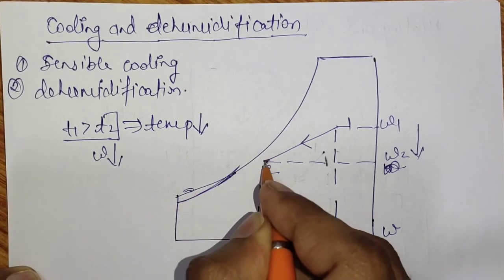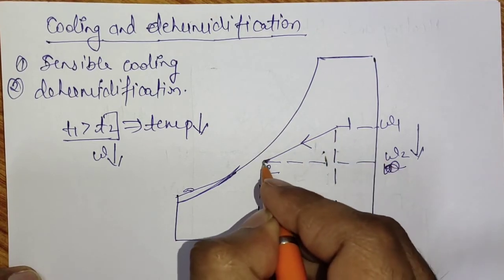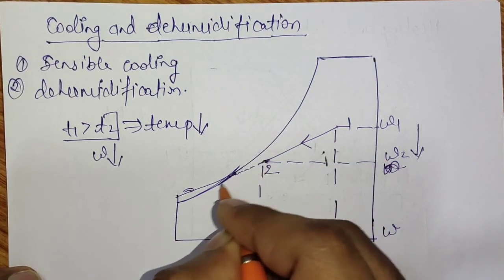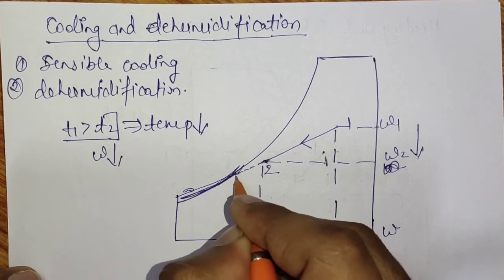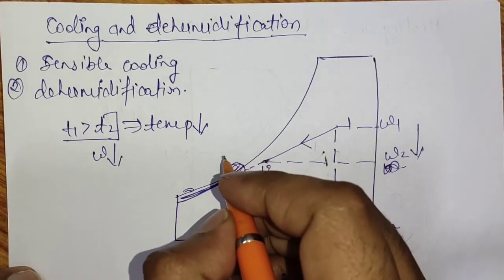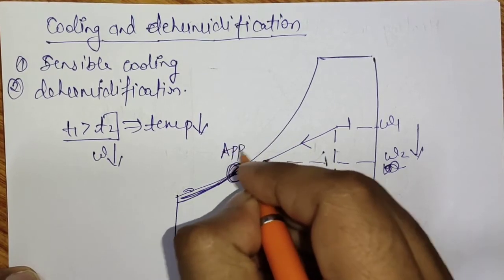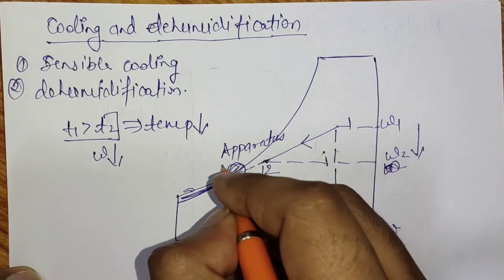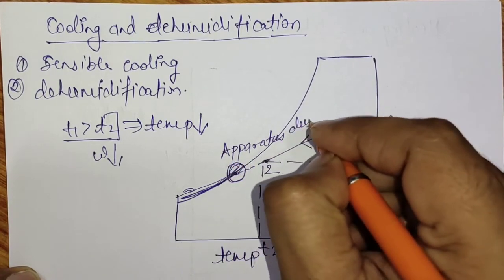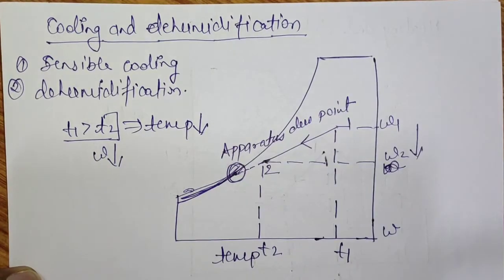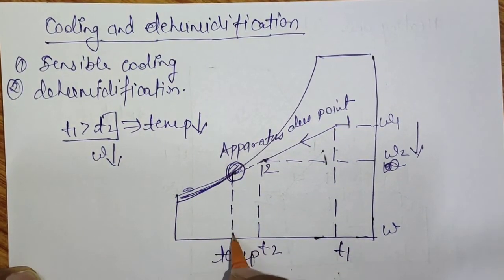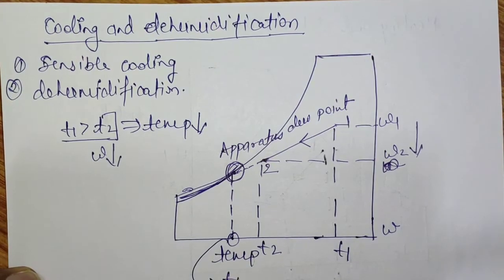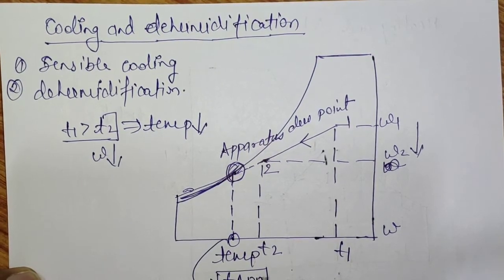If we extrapolate the process line from state 1 to 2, and this line touches the saturation curve, this point is known as the apparatus dew point. The temperature corresponding to the apparatus dew point is called ADP, and this is nothing but the temperature of the cooling coil. The point of intersection of the saturation curve and the cooling and dehumidification line gives the apparatus dew point.